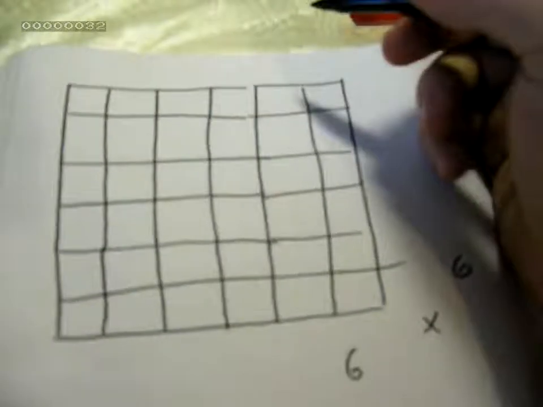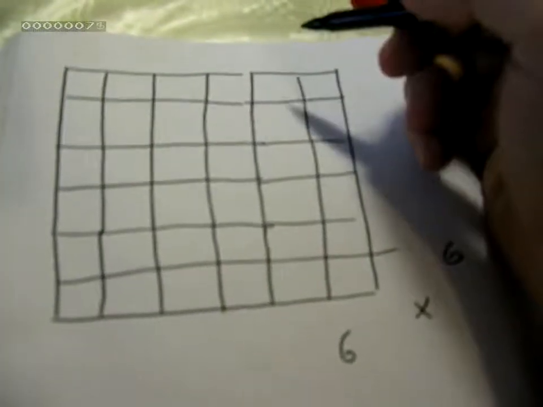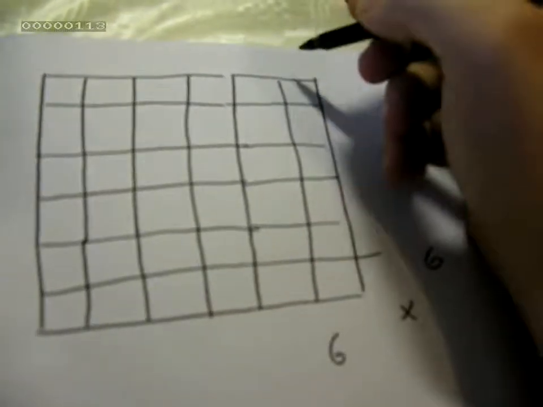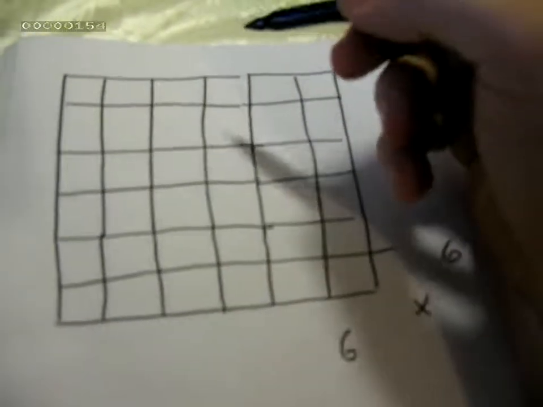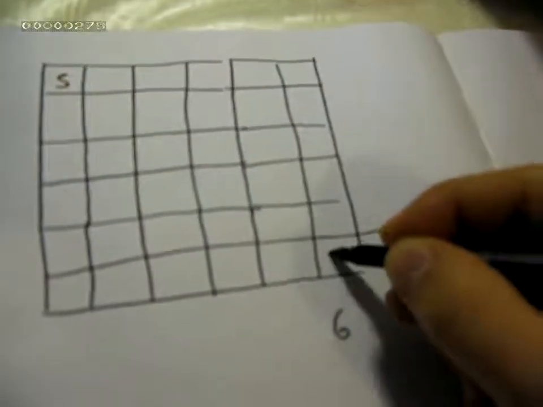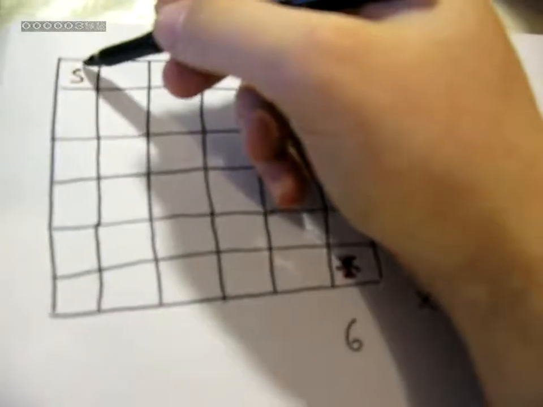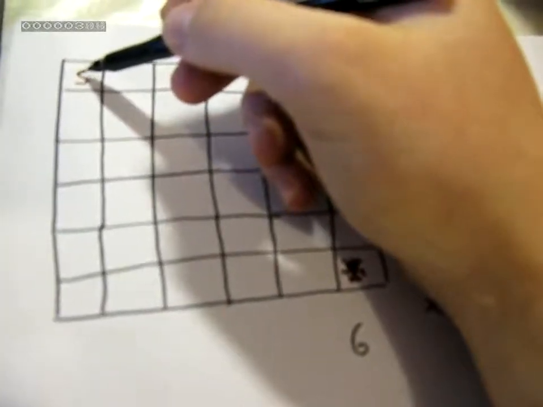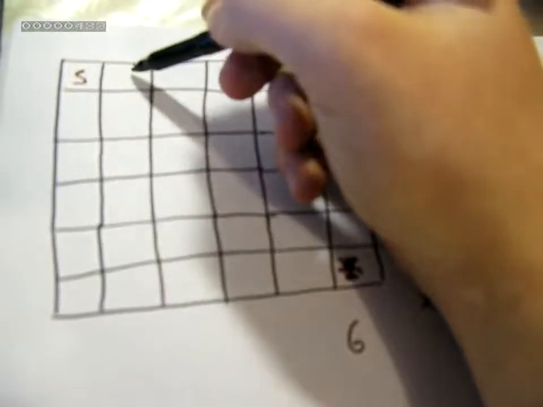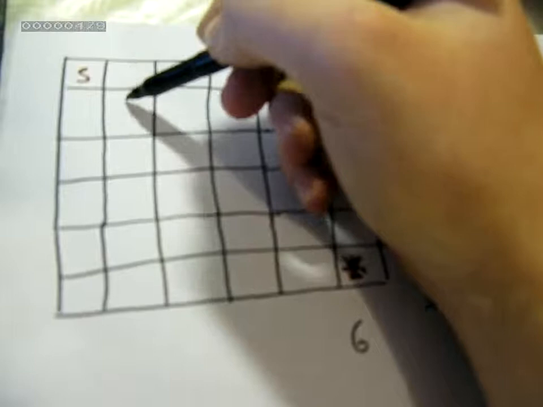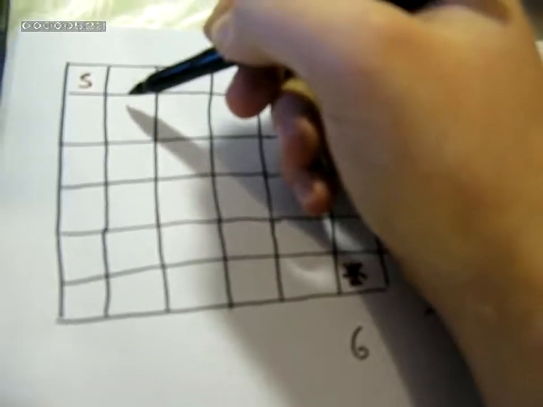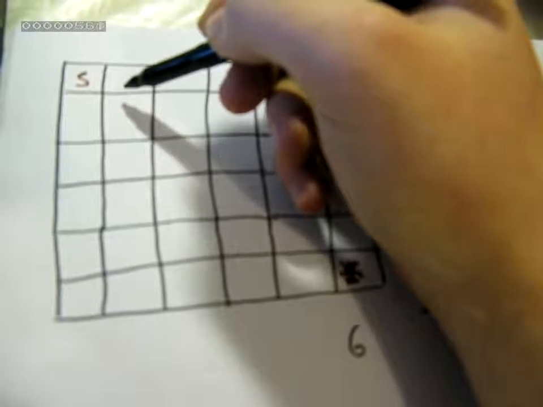Hello people, I wanted to show you how you can solve this problem using combinatorics. So, just to reiterate it, our goal is to get from here to here, where the star is. And we can move only one square at a time, only one square to the right, or one square down. So we always have to get closer to the star, always right or down.